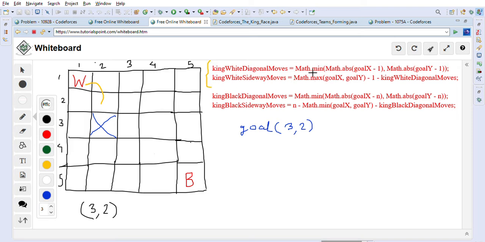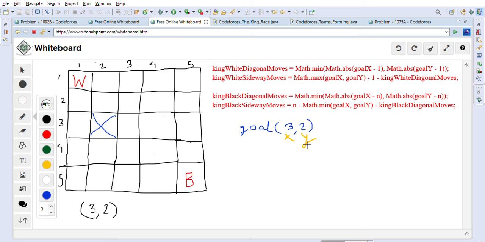we are going to use a formula to find out how many diagonal moves he has to make. So let's go through this first formula. The position is 1 comma 1, right? So this is goal x and this is goal y. Goal x is 3 and goal y is 2, where they want to reach.